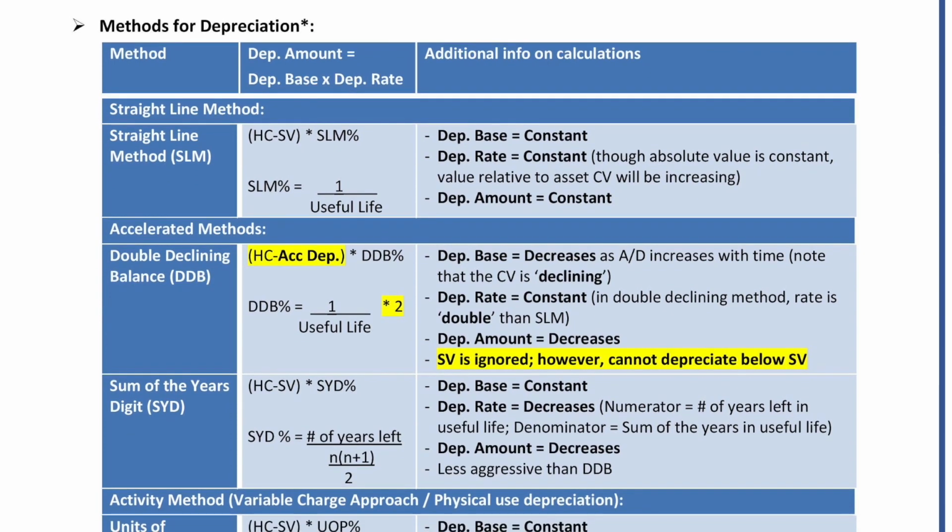For sum of the years digit, the trick is to calculate the sum of the years digit percentage. So highlight number of years left. This is divided by n into n plus 1 by 2.